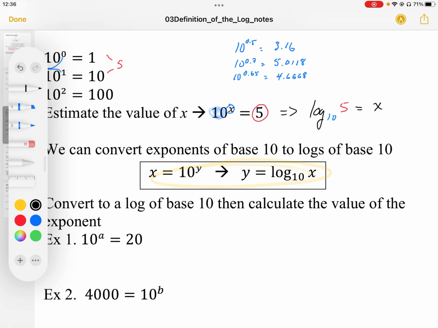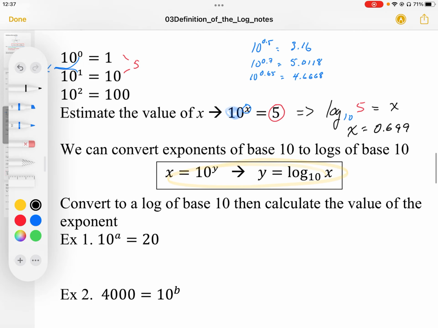And I can actually type this into my calculator and solve for x. So I end up with x is equal to log 5 is 0.6989. So I'm just going to round that to 0.699. So our calculator has base 10 built in it. And we can use our calculator to solve any base 10 problems. Now, that only works for base 10, but for other bases, we're going to have some other workarounds.